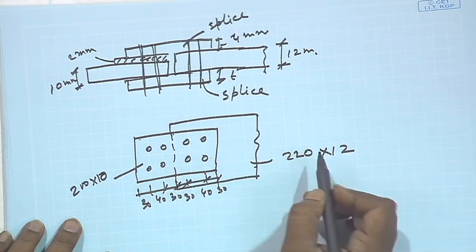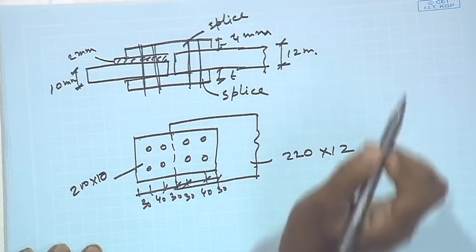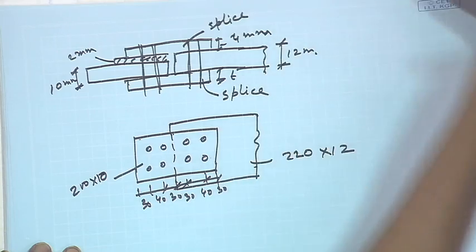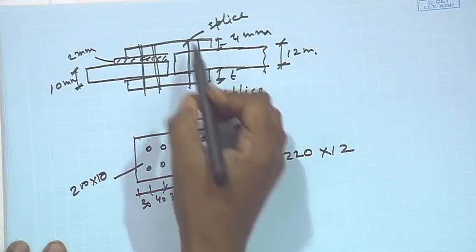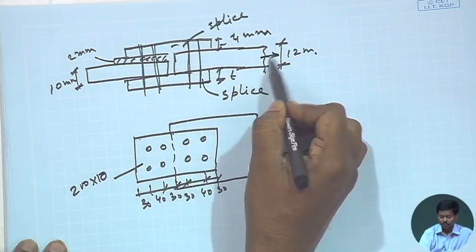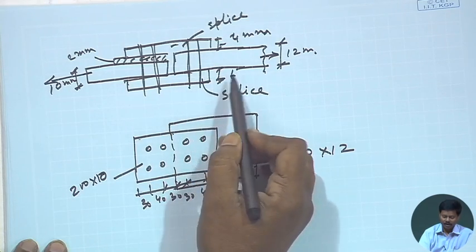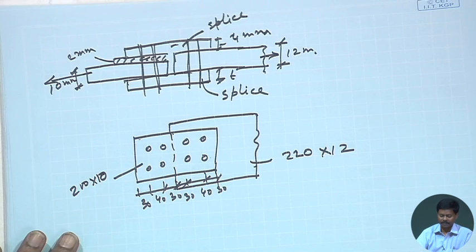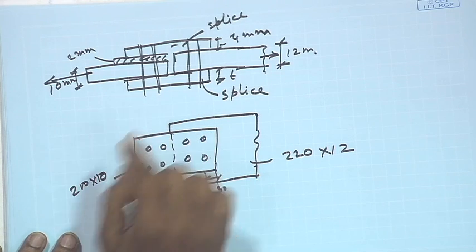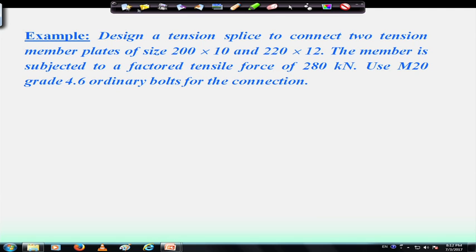So, this is how we can provide, and the thickness of the splice plate we are finding. Now, it is interesting to note that the splice plate is provided in such a way that it is becoming symmetric. So, we are maintaining the symmetry of the section, so that the eccentricity does not develop in the member. So, the example whatever I have discussed here, once again I am showing in the PowerPoint.